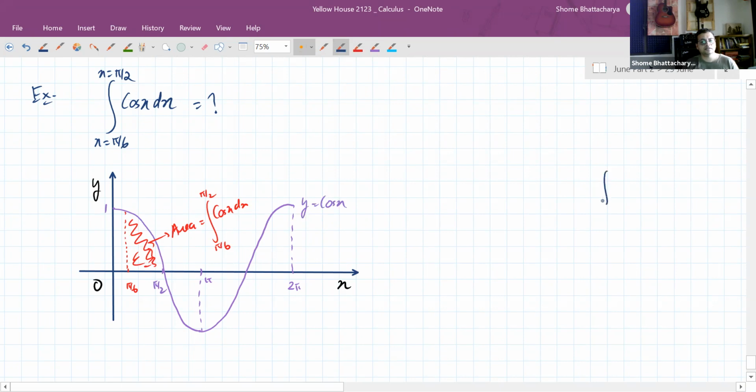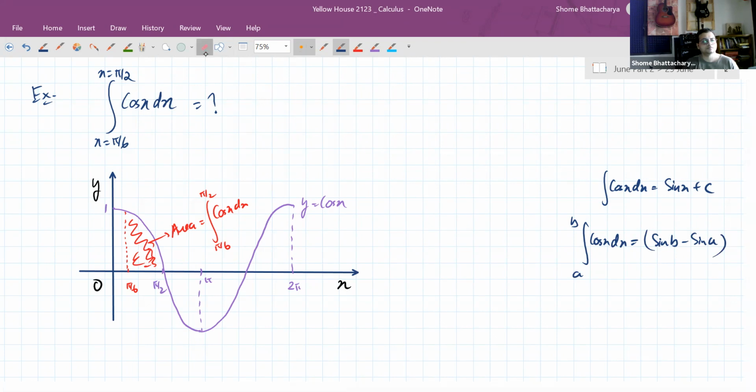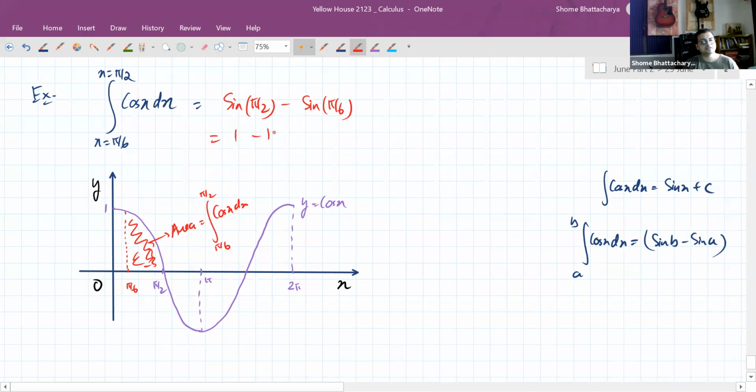Now we will just use this fact that integration of cos x, the indefinite integration, is sin x plus c, right? So limits a to b of cos x will simply become sin b minus sin a. The constant term anyway cancels out, right? So you can see that this will become sin 90 minus sin 30, so that's 1 minus half, which is half or 0.5. So this will be this area.